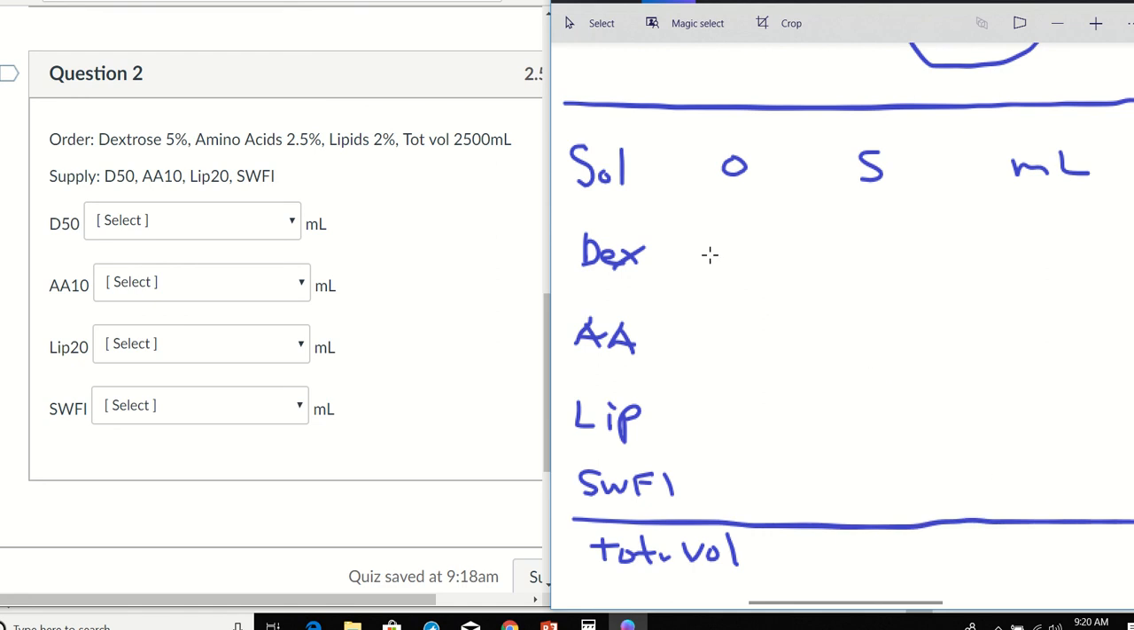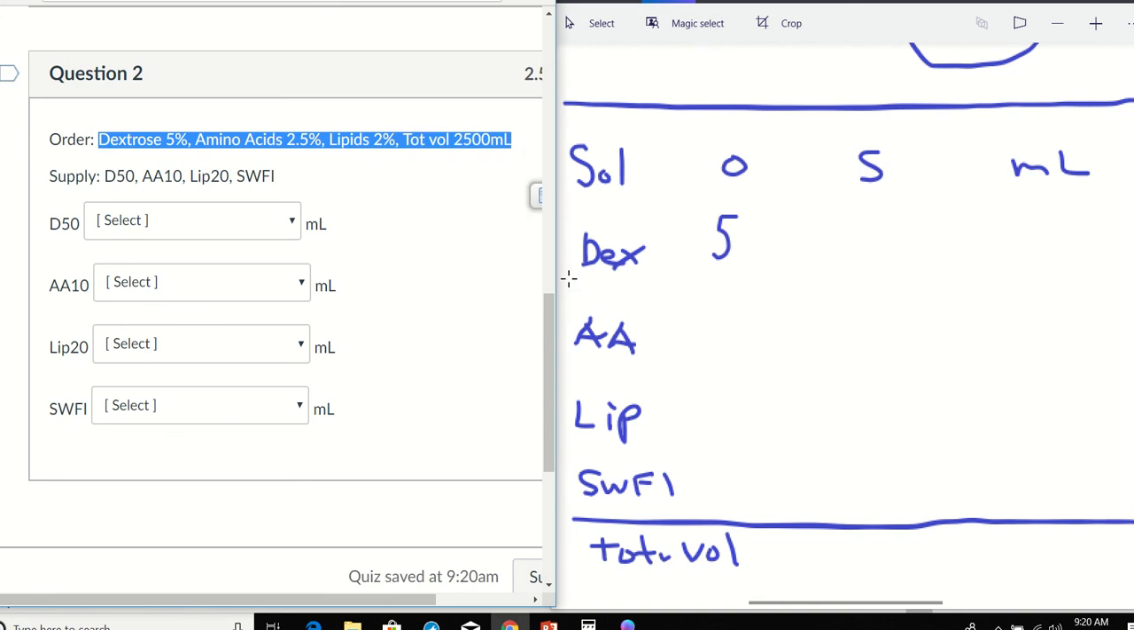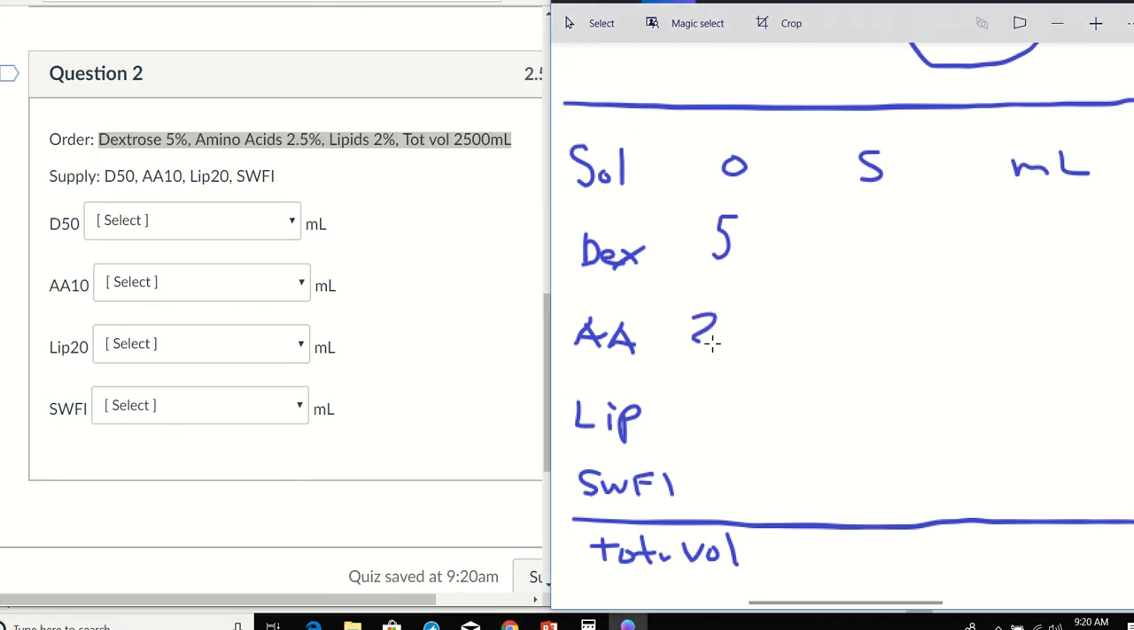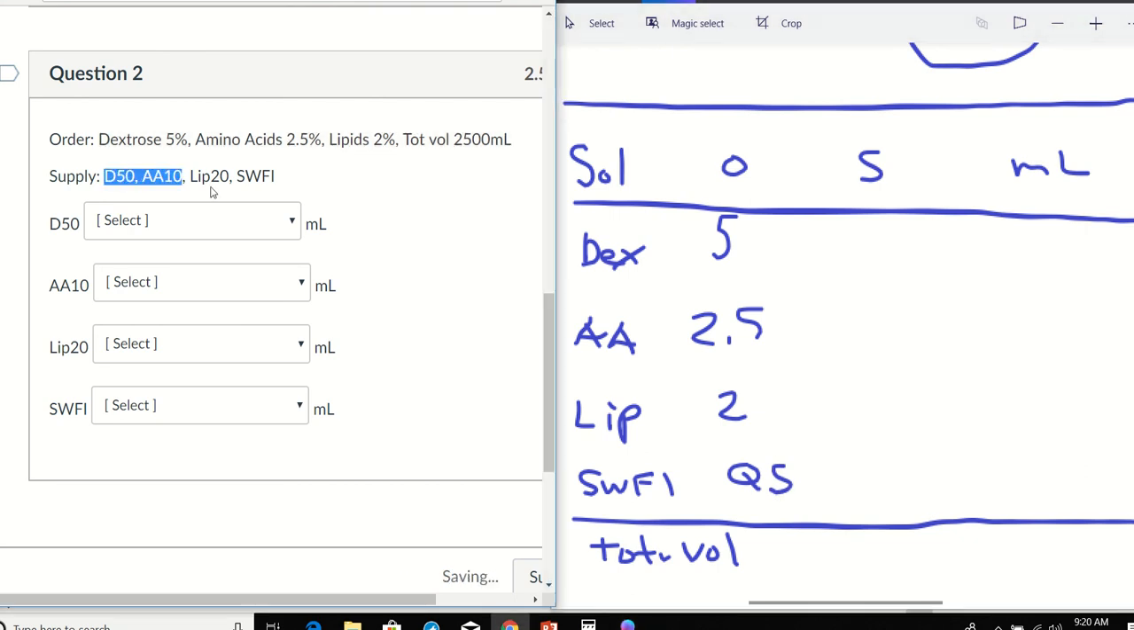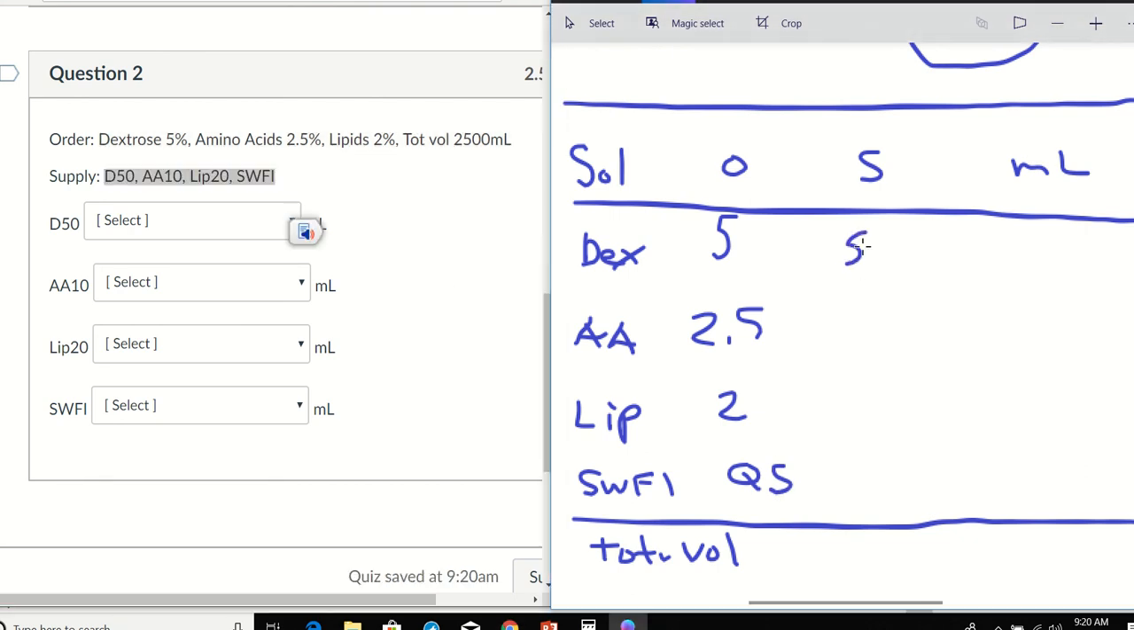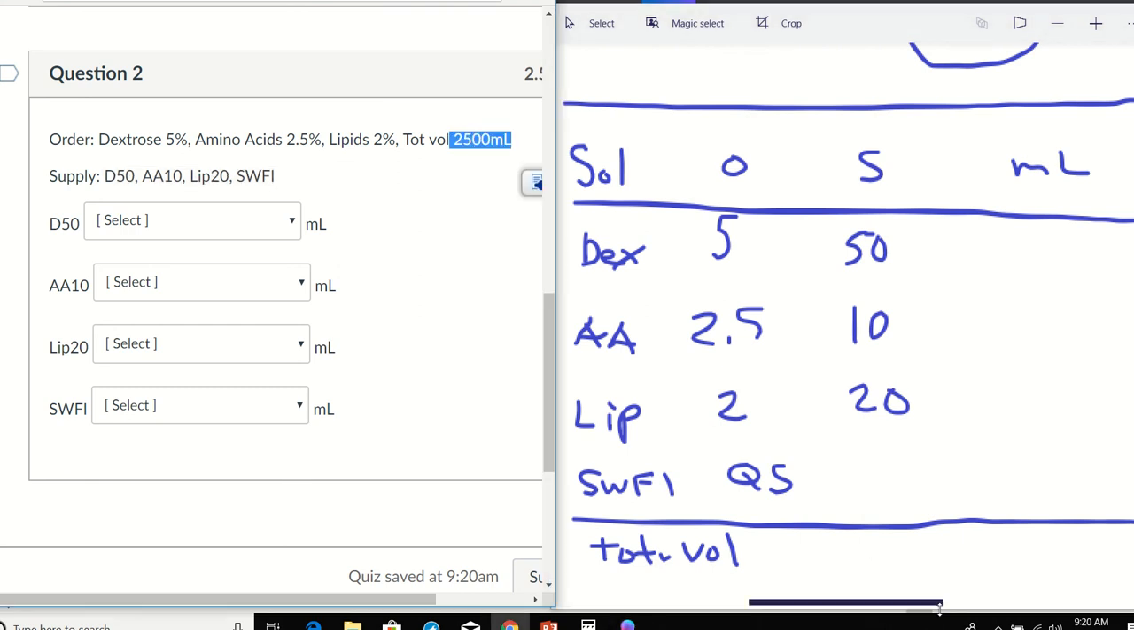Dextrose order is 5. This line is all the orders. Amino acid is 2.5. Lipids is 2. And then we're going to QS with water. Our supplies are listed here: 50% dextrose, 10% amino acid, 20% lipids, and our total volume is 2,500.